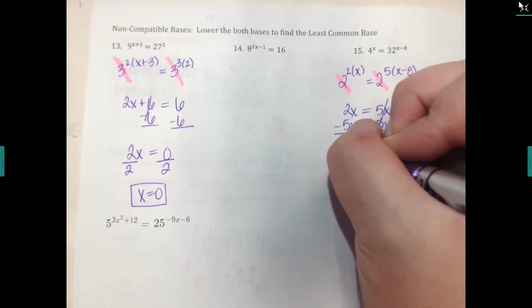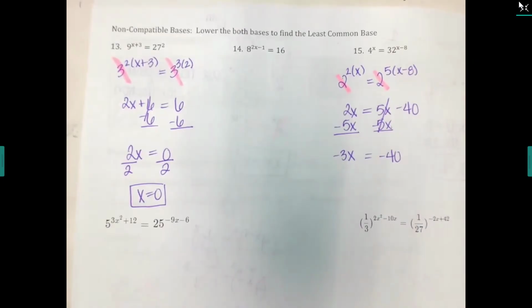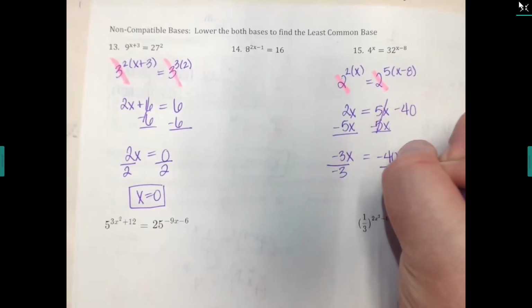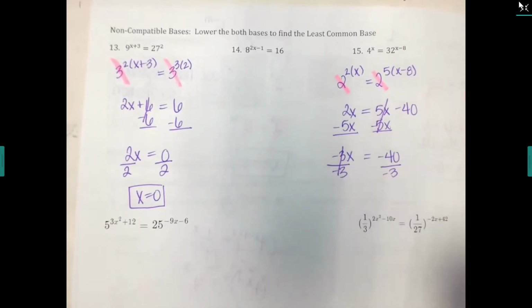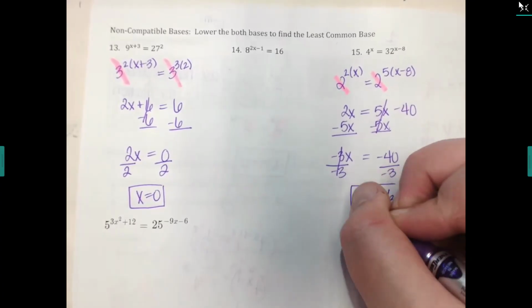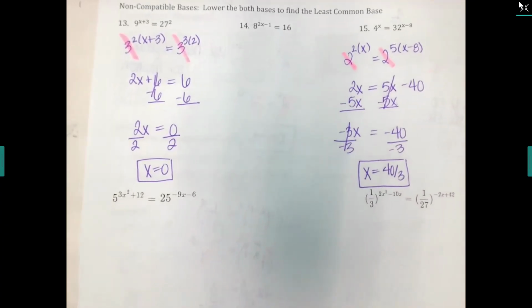Negative 3x on the left because 2x take away 5x. And then remember, if your x has a negative number on it, you divide that whole negative number across. So I divide the negative 3. Will 40 divide by 3? No. Yep, then you just leave it as a fraction. Okay, if you try to type it in as a decimal, Delta Math will mark it wrong. So just leave it like that. Good? Okay.